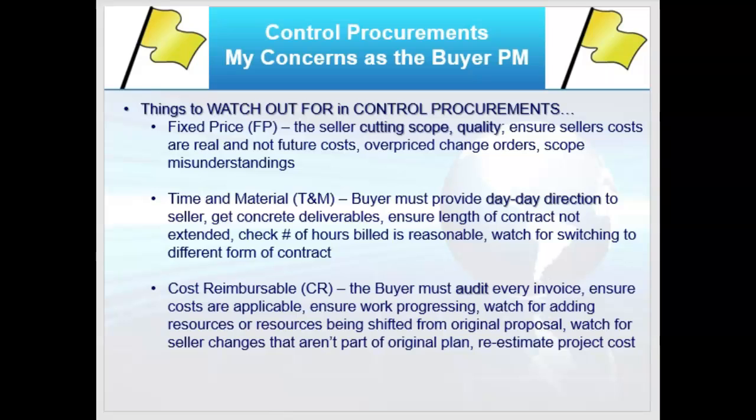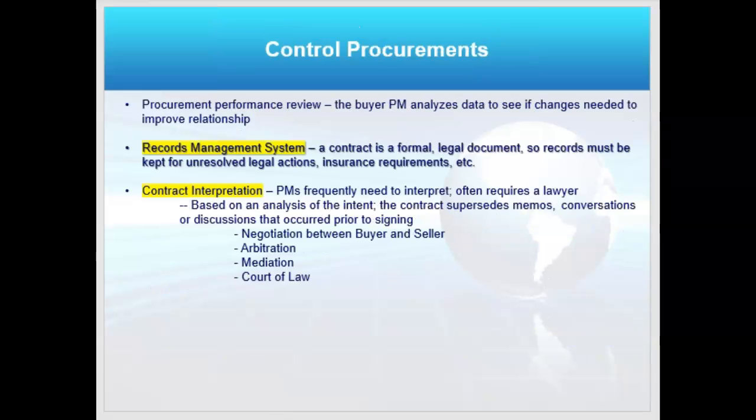I would read that. So in a fixed price contract, I want to be careful if the seller, remember, it's the most risk to them. So if they're falling behind, they may try and cut my scope or quality, right? Something. I want to keep an eye on that. It's the buyer. In time and material, I must give day-to-day direction to that contract employee. And cost reimbursable requires an audit process because, again, they're giving me all these receipts. Do I know they're valid? I need to audit it, right?